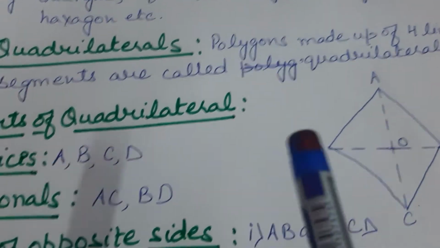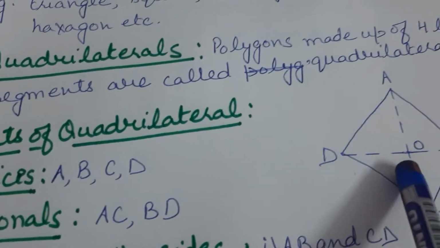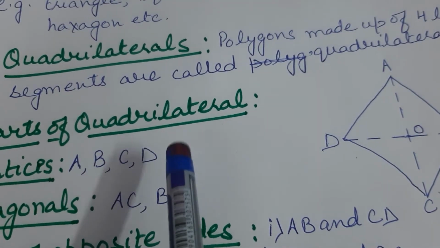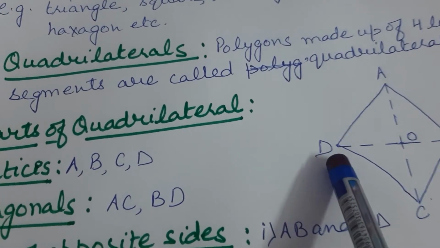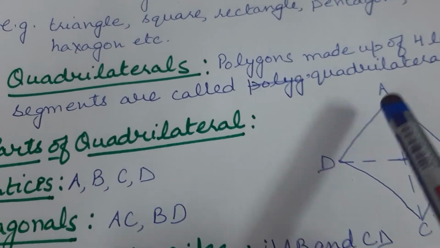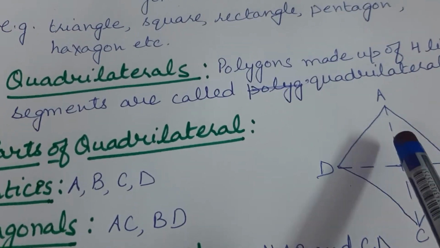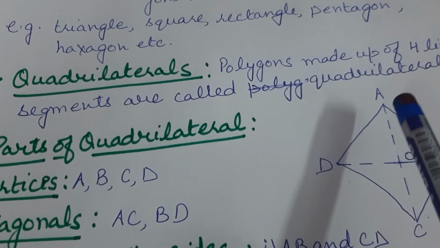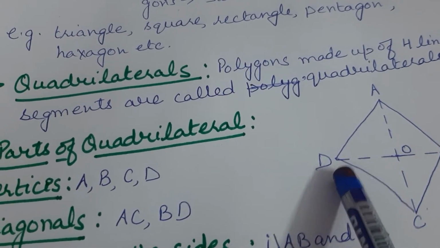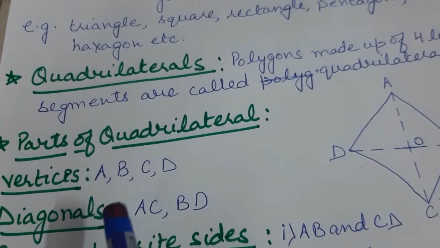Now first part is the vertices of this quadrilateral. Vertices is the plural of vertex. Vertex you have studied in your lower classes. Vertex means corners. Okay, so vertices of this quadrilateral are A, B, C and D. These are the four vertices of this quadrilateral.